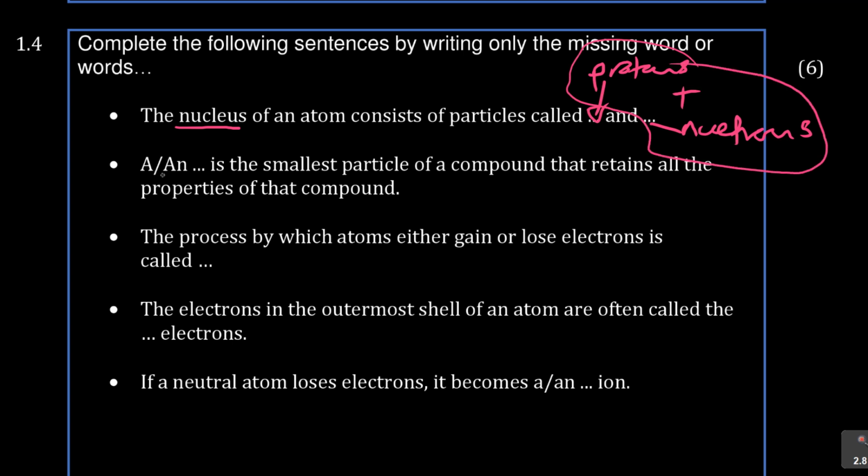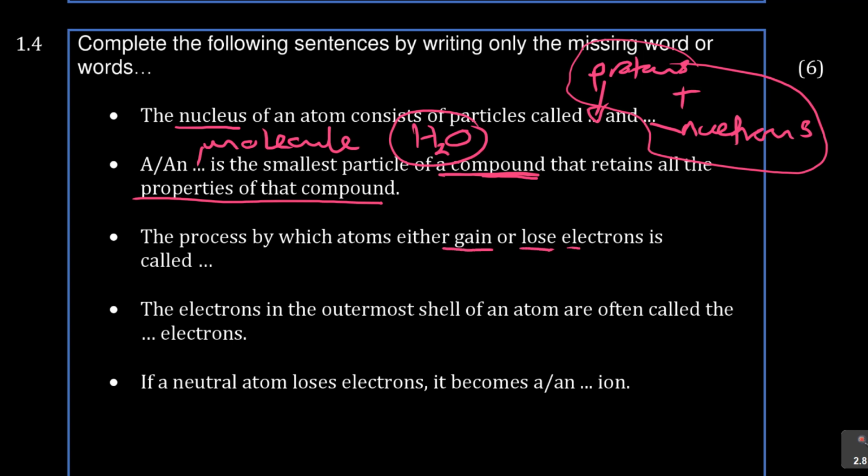All right. And then it says a or an blank is the smallest particle of a compound that retains all the properties of that compound. Here it is a what? It's a molecule. Remember, if I say molecule of water, H2O, this is the molecule of water, and it is the smallest particle of a compound that retains all the properties of water. The process by which atoms either gain or lose electrons is called ionization.